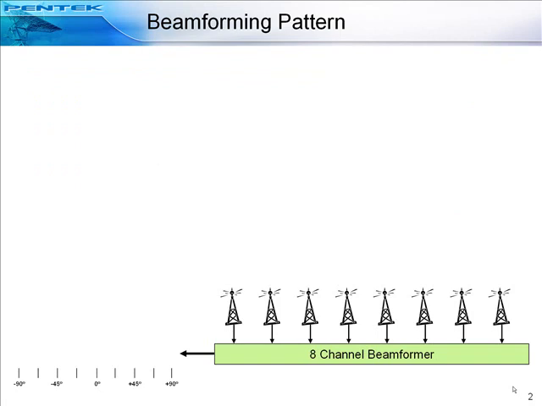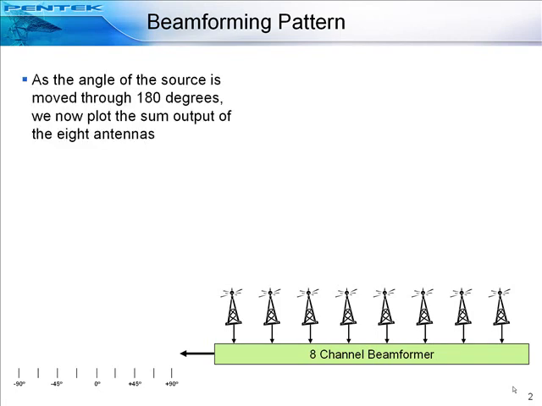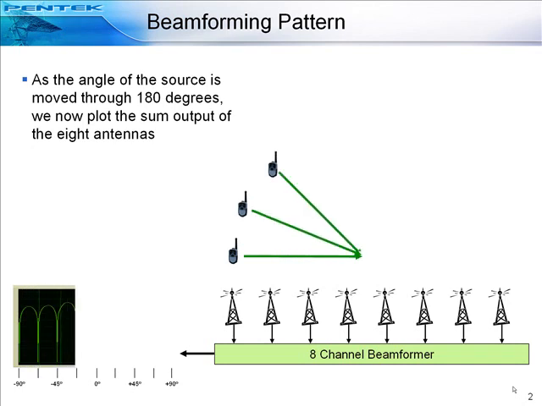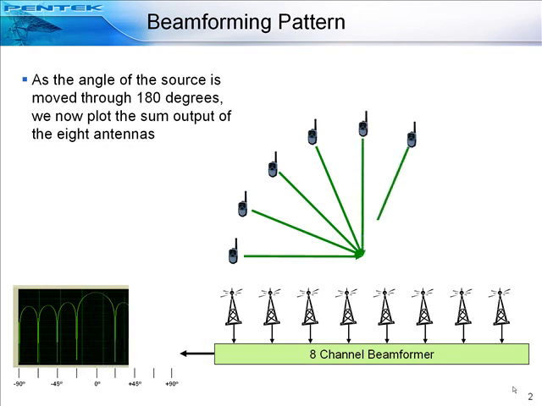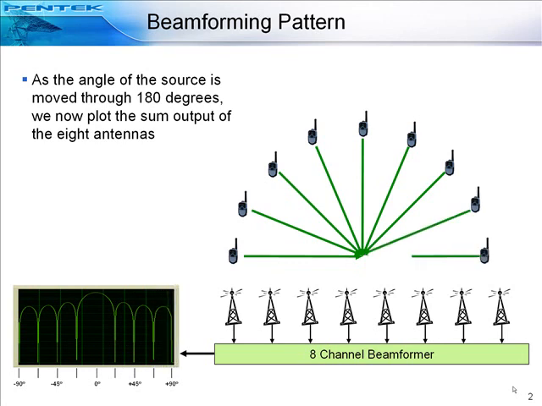We'll now measure and plot the summation output of all 8 antennas as the source is moved in a semicircular arc of 180 degrees. Notice as the source is rotated, we're plotting the sum output as a function of the angle of arrival. Here you can see the source is rotating in the 180 degree arc in front of the array. This produces the classic beamforming pattern you see here in the lower left. Notice the maximum response is at an angle of 0 degrees.